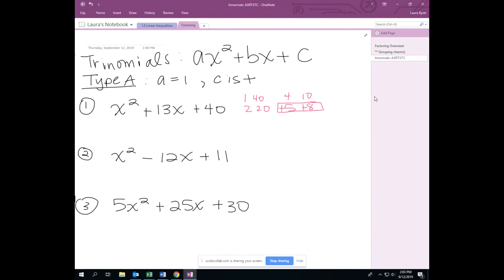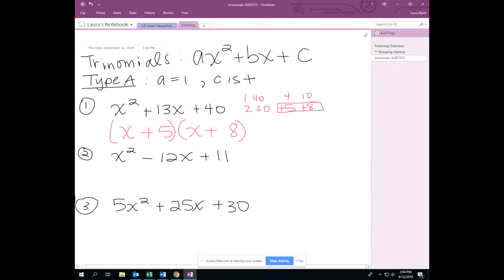Order does not matter. You can do the 8 first or the 5 first. It makes no difference. But it does matter that the signs are correct. So both of them positive. The notation is 2 parentheses. Whatever the variable is here is going to split and go in the front. And the factors that we just found are going to go in the back. Again, any order, it doesn't matter. Plus 5, plus 8. And there's your factored form. Also, x plus 8, x plus 5 is just fine.